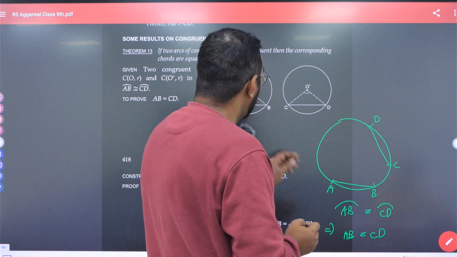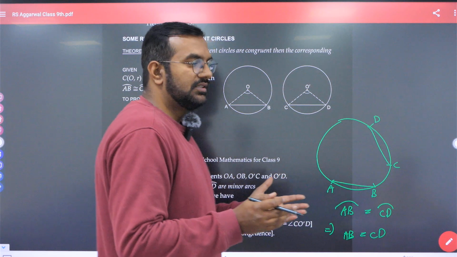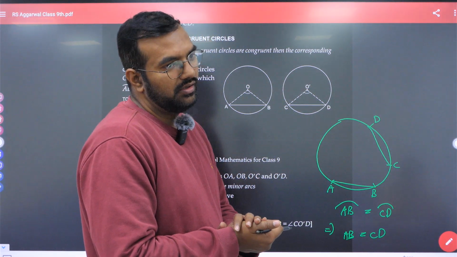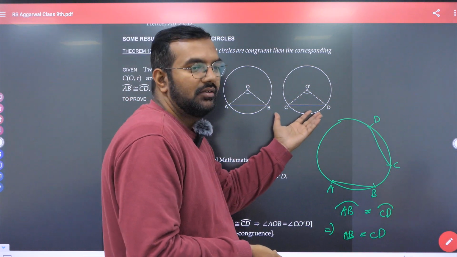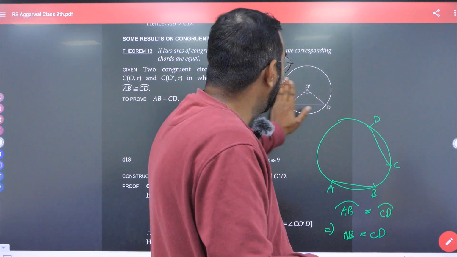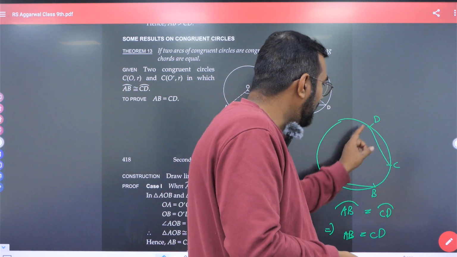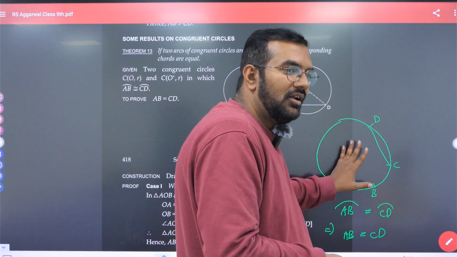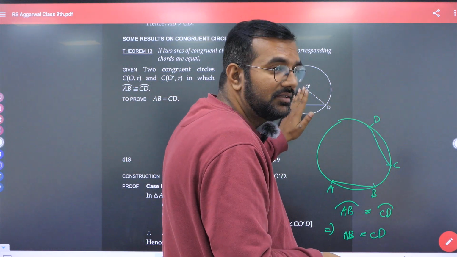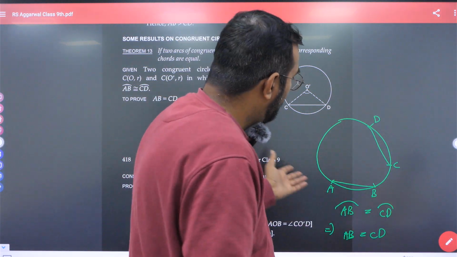But here it says that if two arcs of two congruent circles... Two circles are said to be congruent if their radii are equal. If the radii are equal, then no matter whether the equal arcs lie in the same circle or in two different circles with the same radius, in both cases the corresponding chords will be equal because the radii are equal.